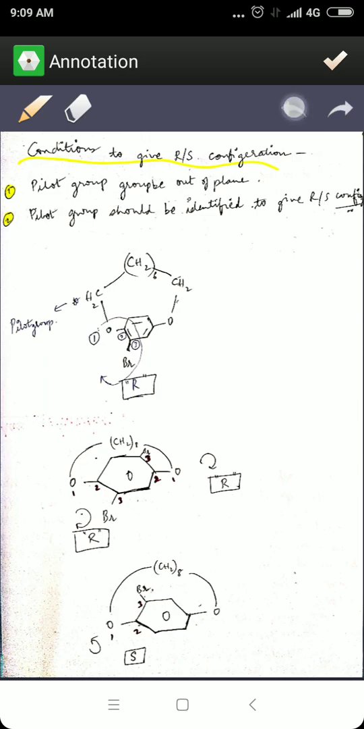Now here you can see that this is the oxygen, which is attached to the para position of the benzene ring, and to the oxygen there is the CH2 group attached. So this CH2 becomes the pilot group, and on either end also this CH2 becomes the pilot group. Now when you have to assign the RS configuration, the pilot group should be out of the plane. That is the first criterion. And the second criterion is the pilot group should be identified to give the RS configuration.